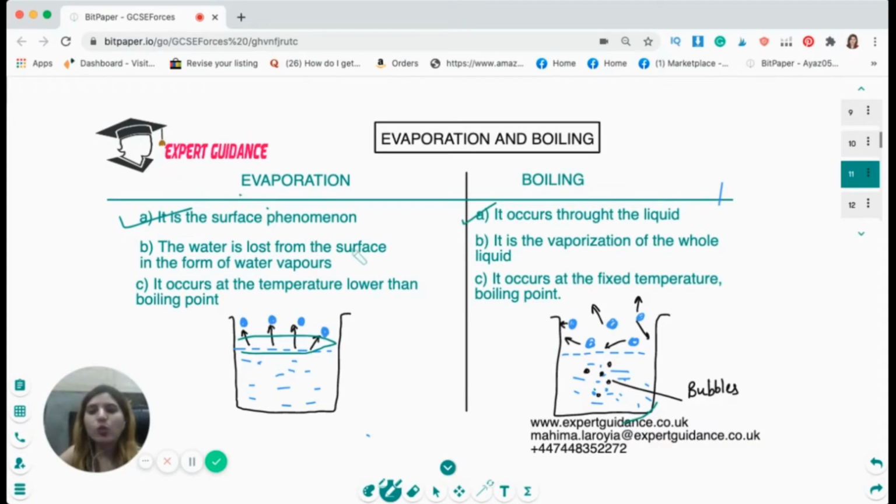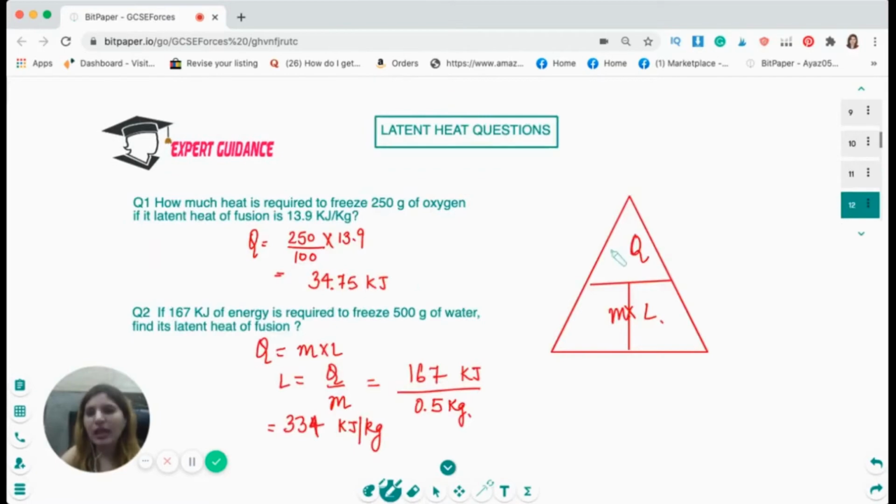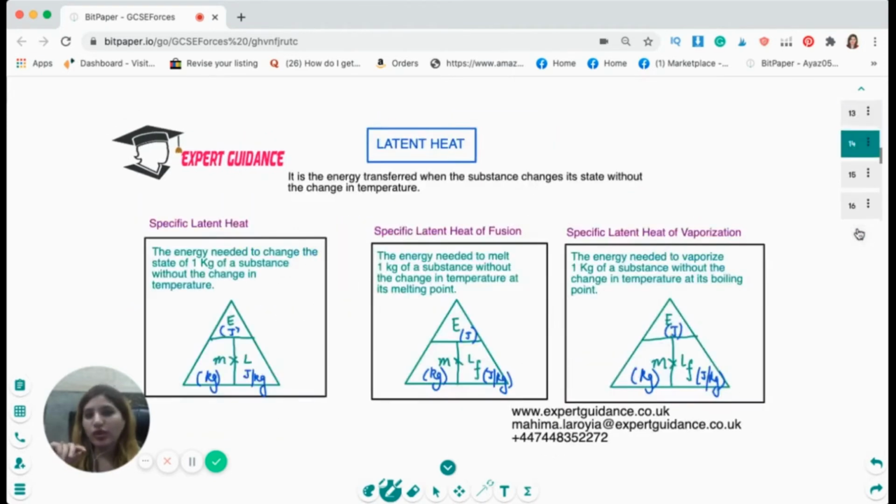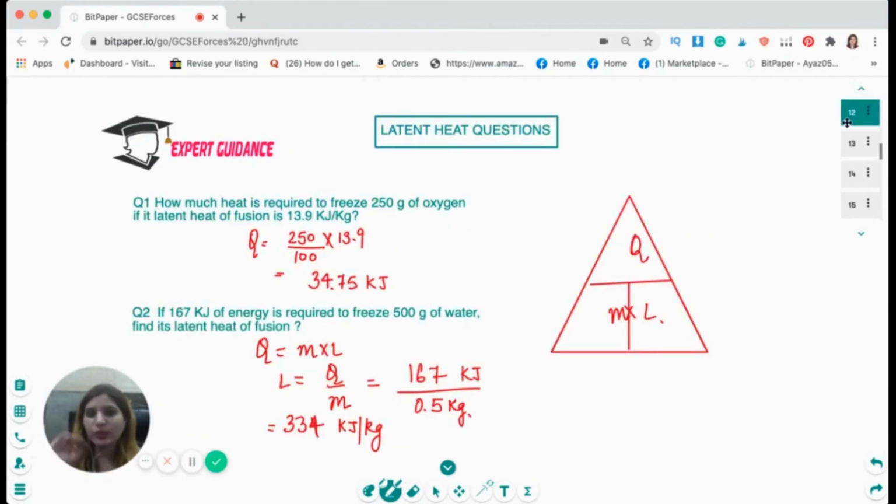In evaporation, the water is lost from the surface in the form of water vapors, and boiling is the vaporization of the whole liquid. Evaporation occurs at a temperature lower than the boiling point, and boiling occurs at a fixed temperature, at the boiling point. So you should be able to differentiate between evaporation and boiling, and that is also an important part of your spec. Now there are questions on latent heat which are asked in the exam. So you should first know what latent heat is. So we'll come to that.